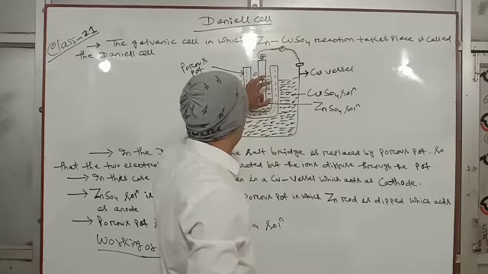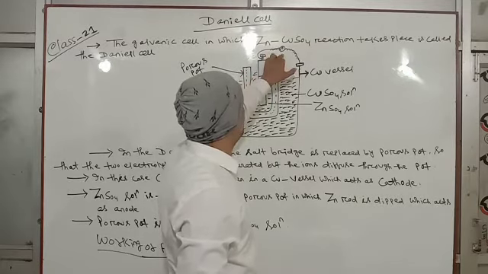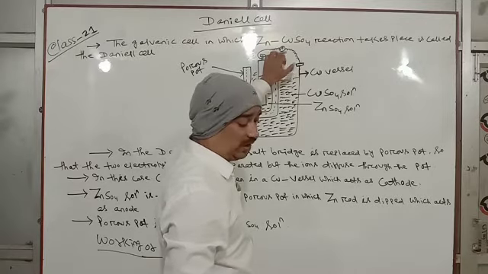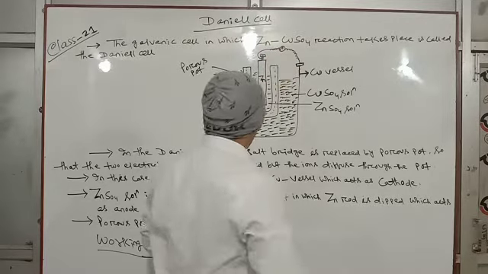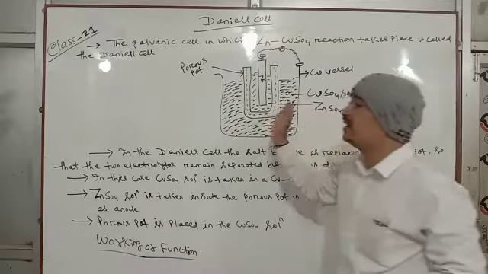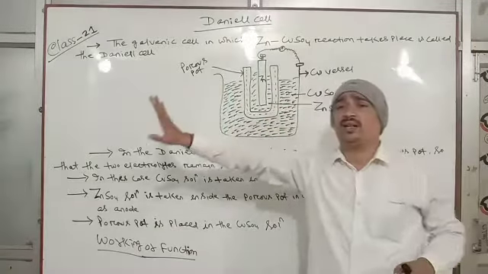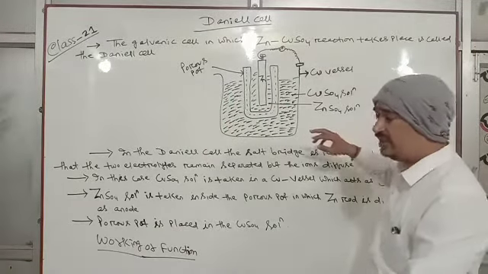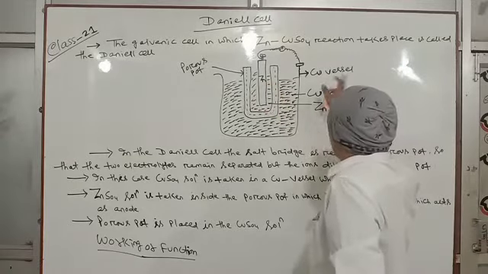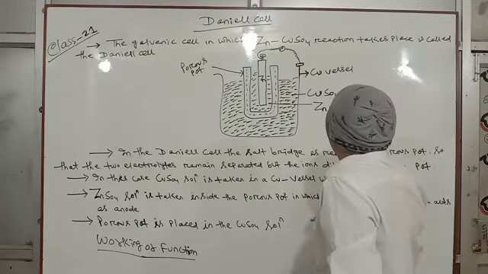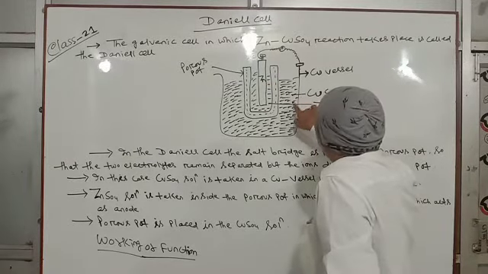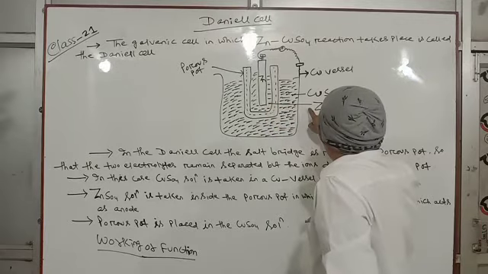Zinc electrode. And this is galvanic. What is the basic difference between the Daniell cell and the galvanic cell? Look at this.